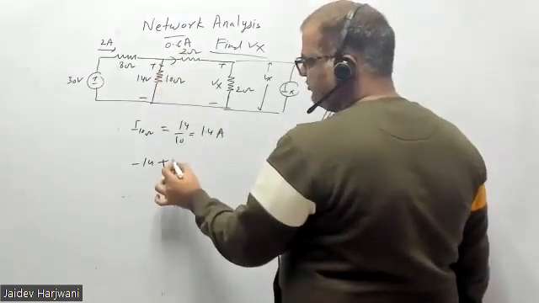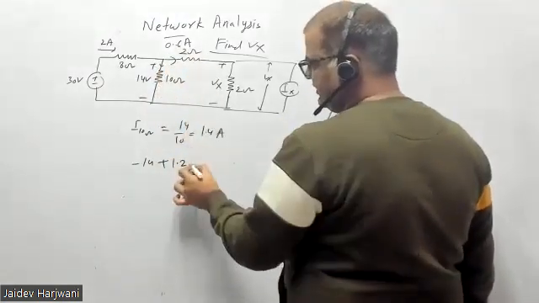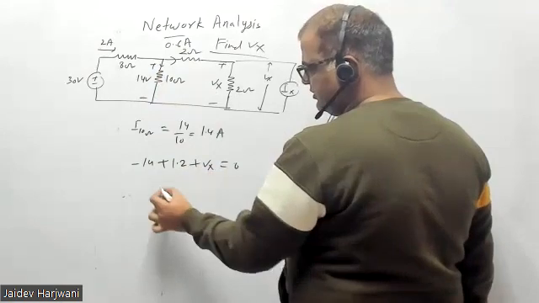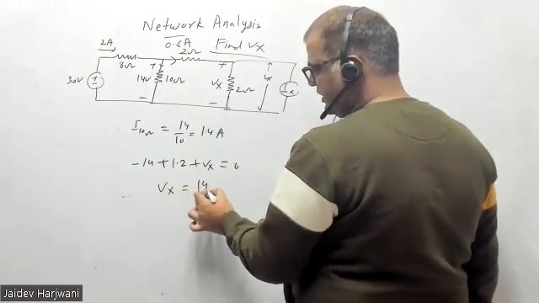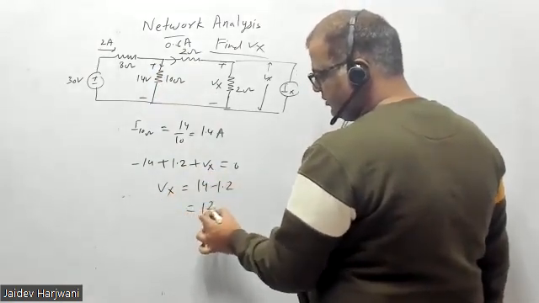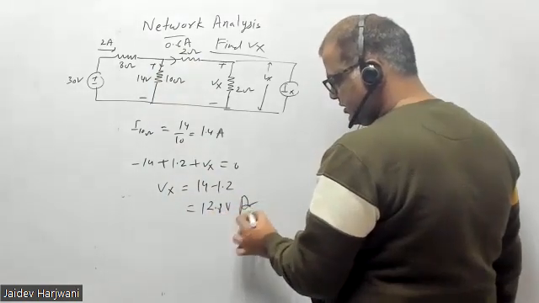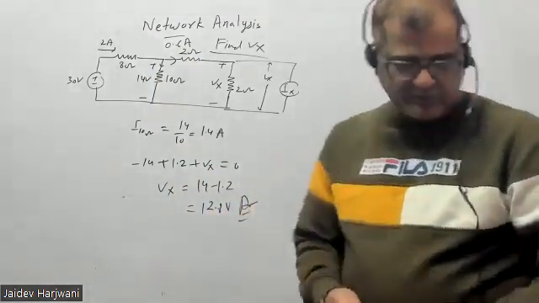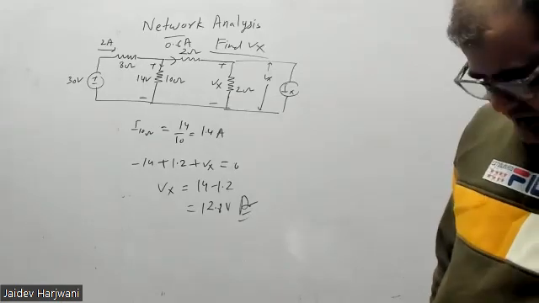Okay, now this is 14 volts, minus 14, how much has it become here? 0.6 into 2, 1.2, and plus this Vx, plus Vx, total equals zero. So how much is your Vx? 14 minus 1.2, 12.8 volts. Okay, yes, so this should be clear to you.